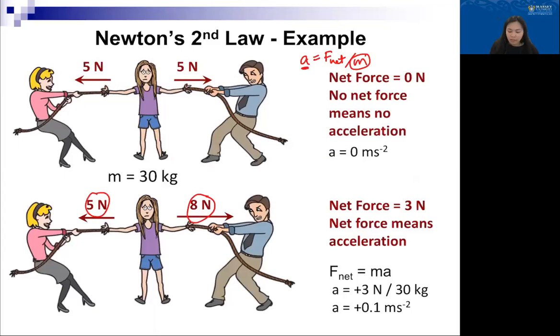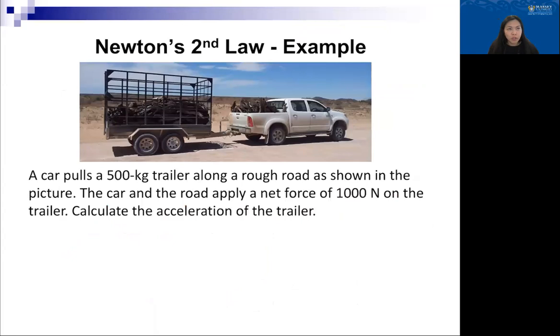Okay, right. So let's look at another worded problem type. A car pulls a 500-kilogram trailer along a rough road, and the car and the road supply a net force of 1,000 newtons. Calculate the acceleration of the trailer. I'll let you think about that for a minute, and I'll just answer the question there.